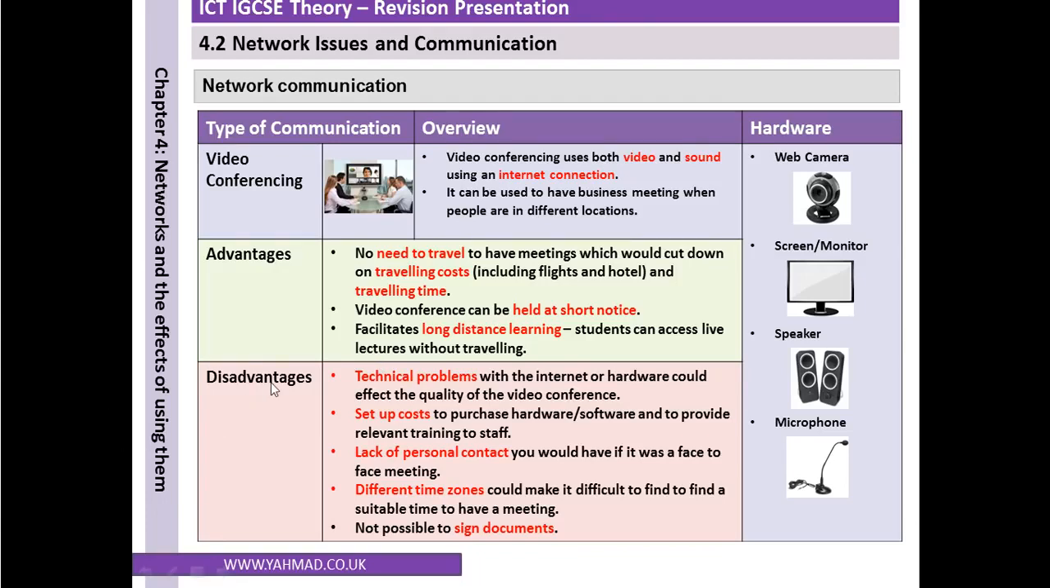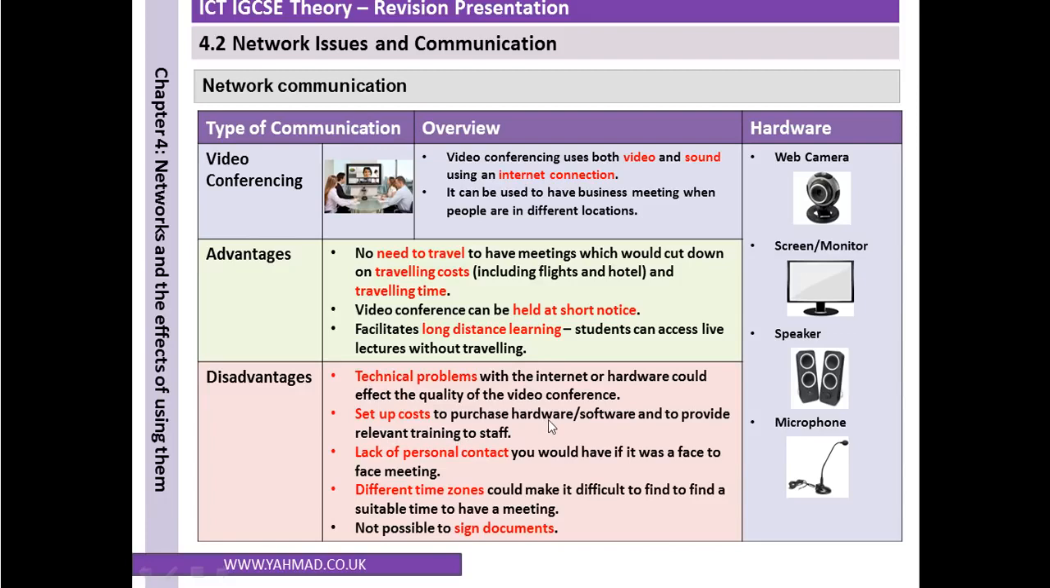Now, the disadvantage of having a video conference to communicate between two parties is there could be technical problems with the internet or hardware which could affect the quality of the video conference. So let's say, for example, a company is interviewing using Skype. So for one country, they're recruiting staff from another country. And let's say the quality of the internet connection is poor on either side, then it will be difficult to communicate and to answer.